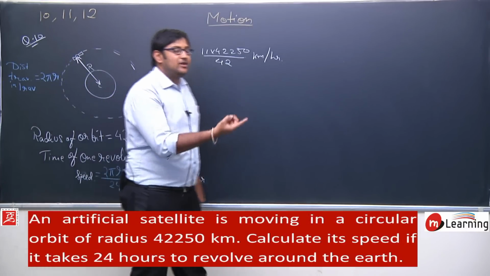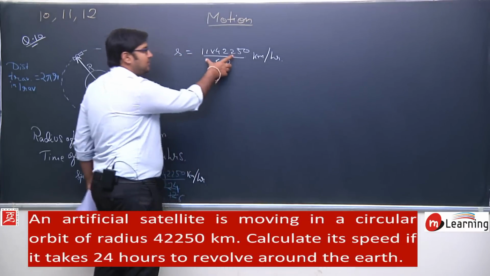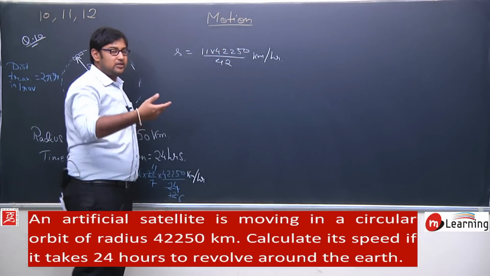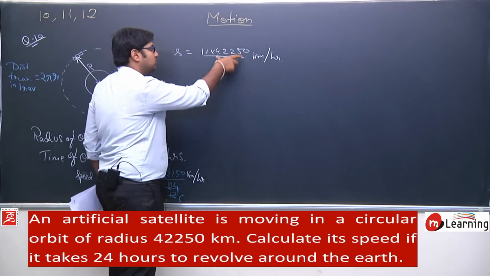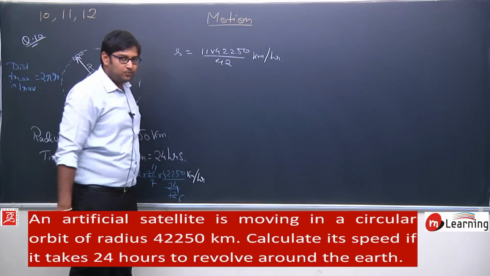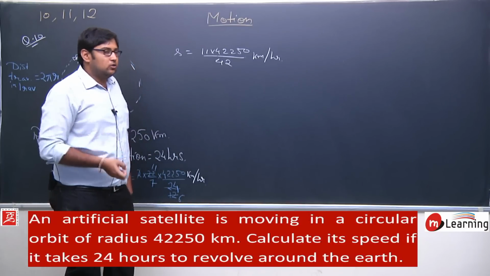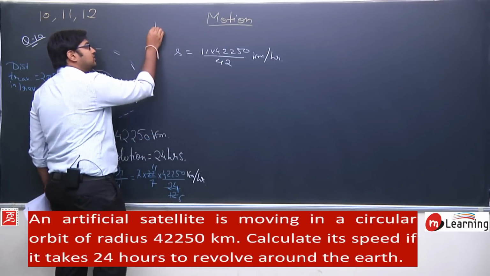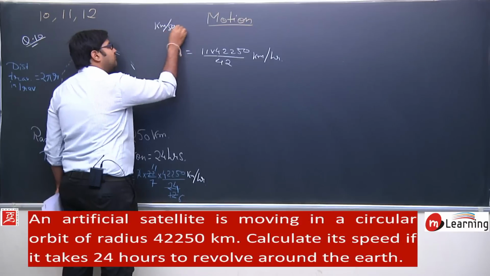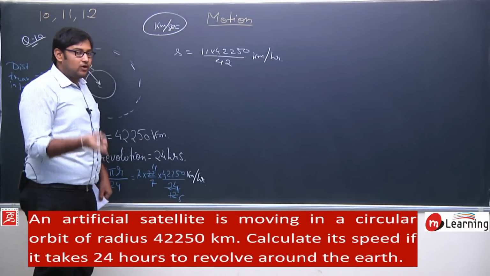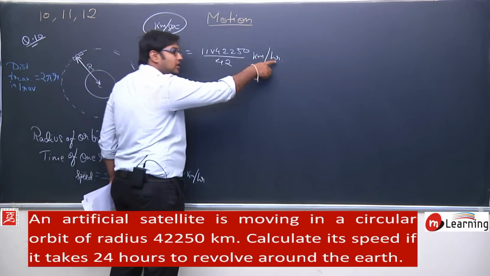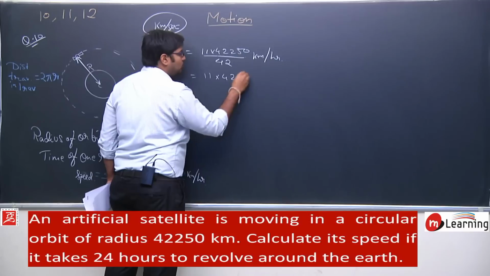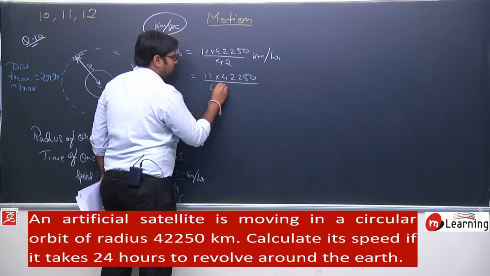Now, since it is in kilometers per hour, you can see this would be a very big number. See, 42,250 into 11, it means around 4 lakh. This value will go, and this is 42. It's a small value. So what can we do? We can calculate the speed of the satellite in kilometers per second, because that would be a better unit for us. So we will convert hours into seconds. So this is 11 into 42,250 upon 42.